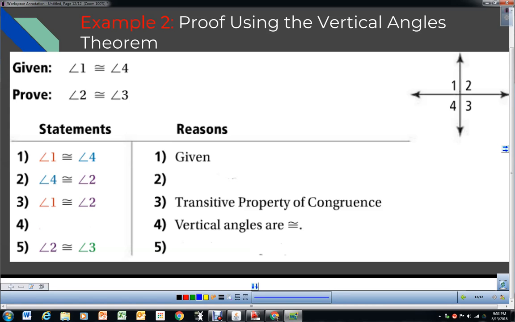The second one says 2 is congruent to 4. Well, how is that possible? How do we know 2 is congruent to 4? What type of angles are they? Well, they are vertical angles. So we know vertical angles are congruent. So we can say vertical angles are congruent.